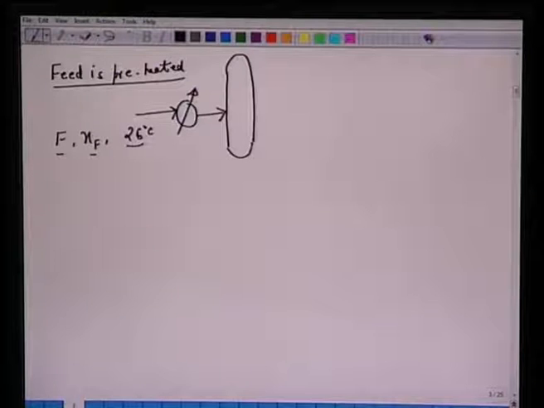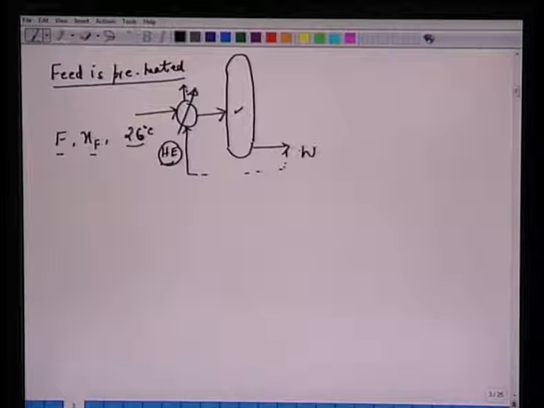The problem says that the residue, the bottom product W, is used to heat this feed here. So we have some kind of heat exchanger here in which the feed is heated from 26 degrees centigrade before it's sent to this distillation column, and this W, which is the molar flow rate of residue here, is brought to this heat exchanger and then we heat this.